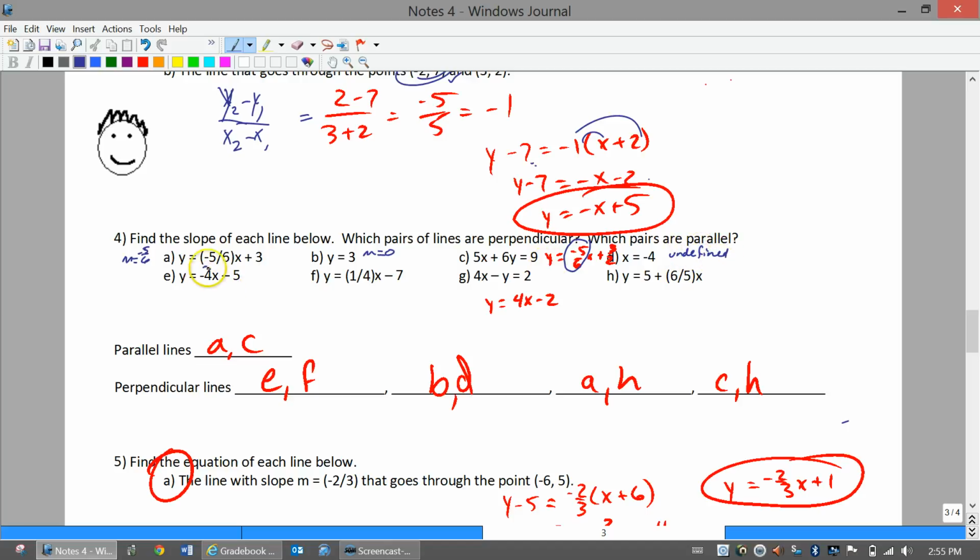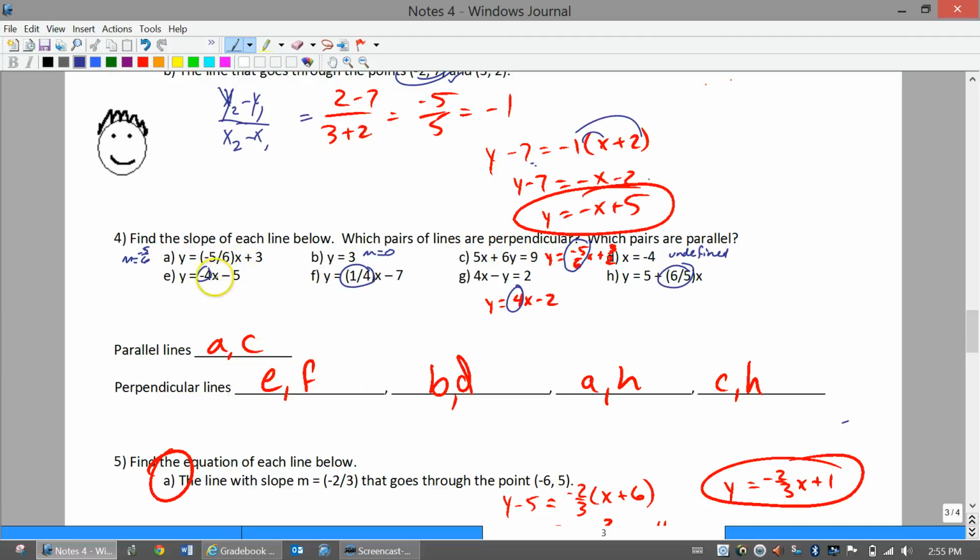On E, our slope is -4. On F, our slope is 1/4. On G, our slope we can't see, but when we solve it for y, we get our slope of 4. On H, our slope is 6/5. Now, A and C have slopes that are the exact same, so those two guys are actually parallel.